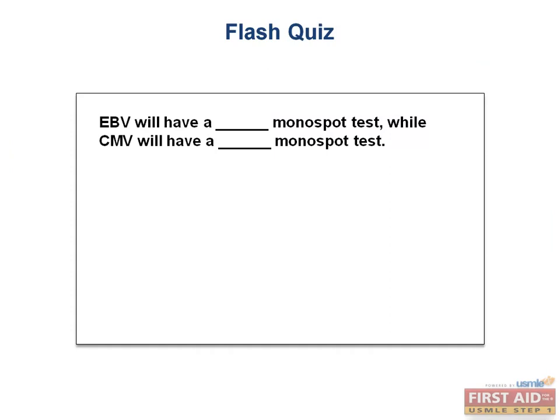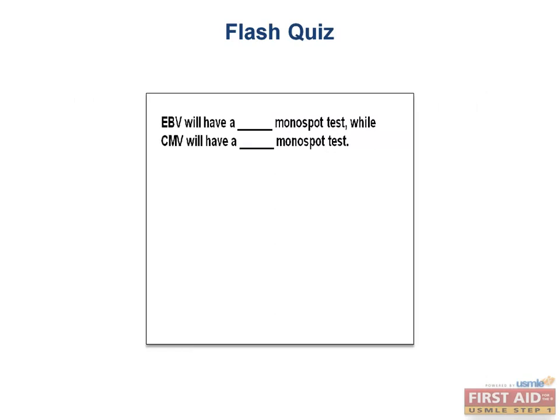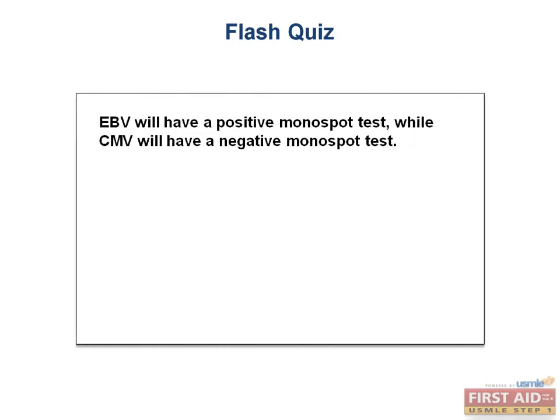Flash quiz time again. I'm helping you drill this in. EBV will give you what? A positive or negative monospot test. What about CMV? You see, you know this. EBV will have a positive monospot, while CMV will have a negative monospot.